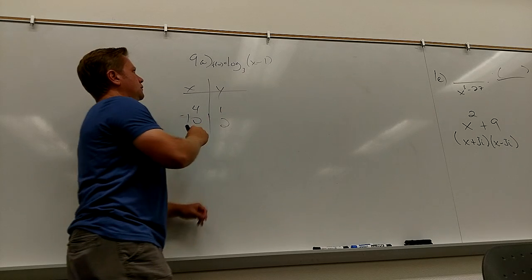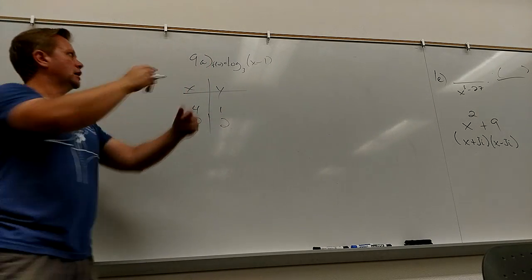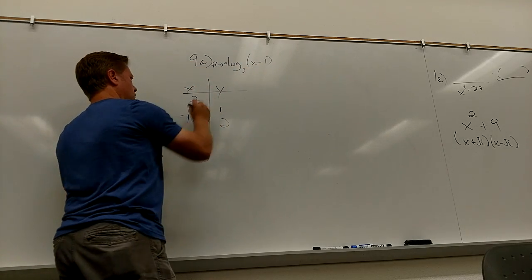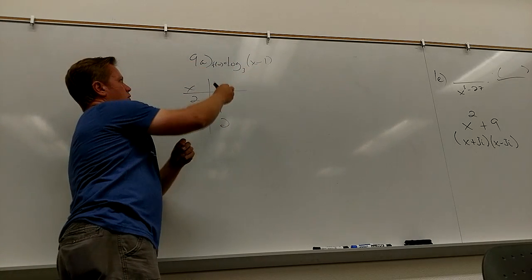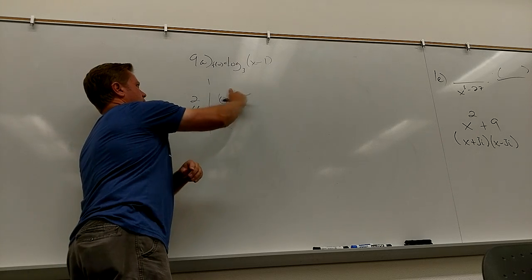So you get 1. What about below that? Next number below 3. 1. And how do you make a 1 show up? 2. 2 minus 1 is 1. Log base 3 of 1 is 0. And how about below that?